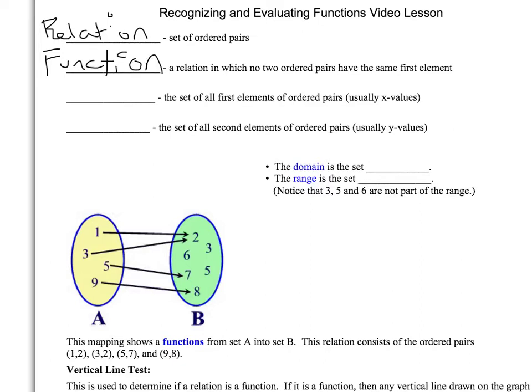The set of all first elements of the ordered pairs, usually we think of it as our x values, is called the domain. And the set of all second elements of ordered pairs, usually we think of it as our y values, is called the range.